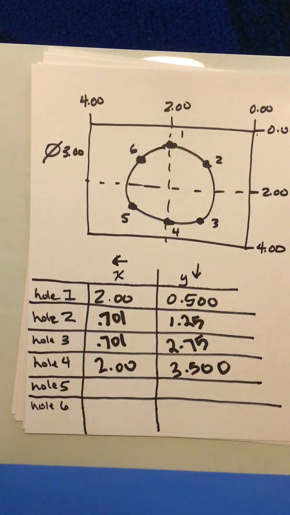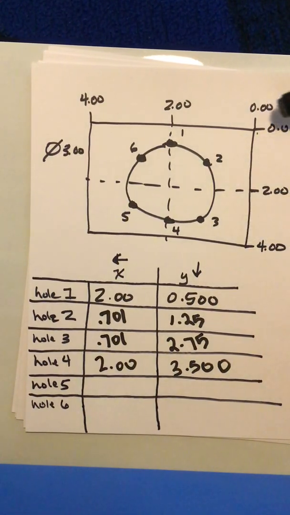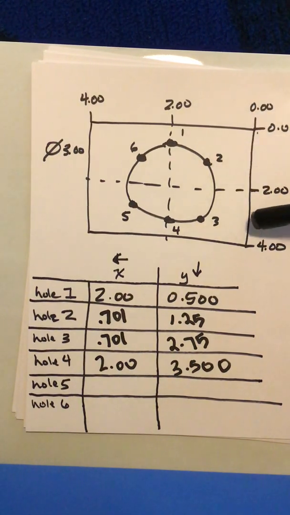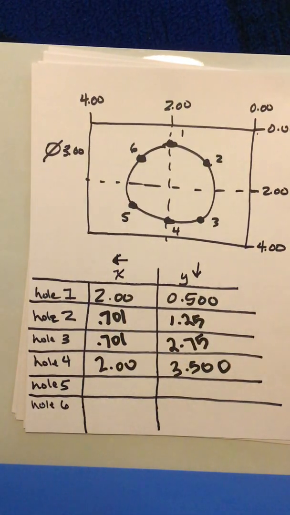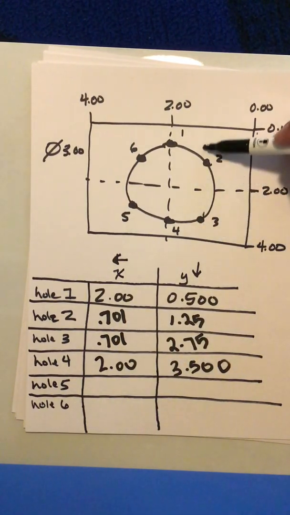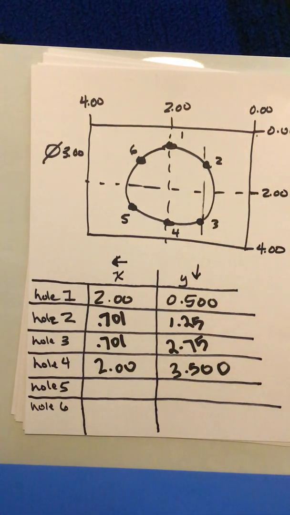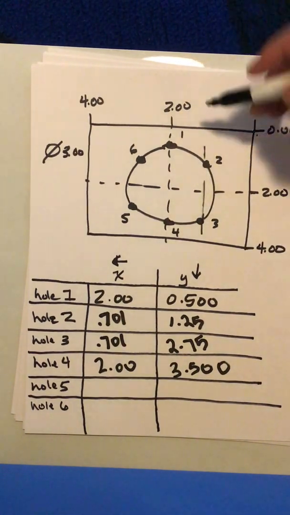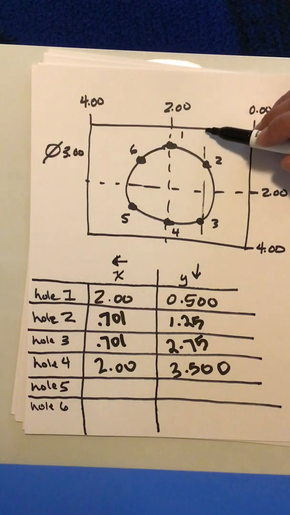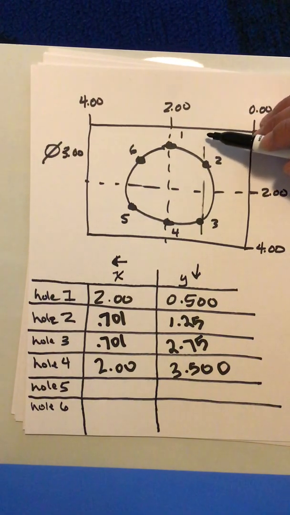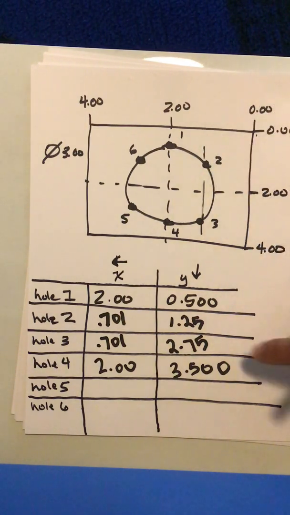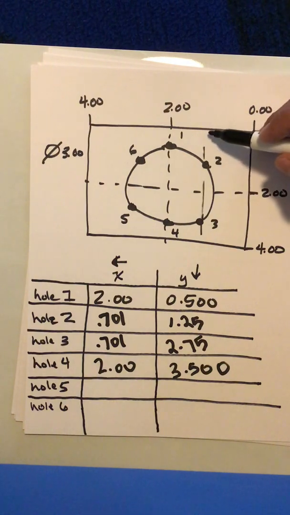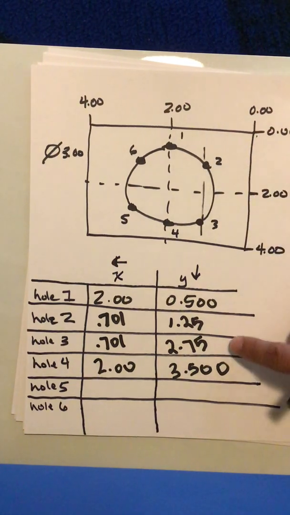Now let's look at 2 and 3. Hole 2, I'm going to go over 0.71. Same thing with 3. These two numbers are exactly the same, which says they both share a vertical axis. And of course, for 2, I'm going a little over a half, and going down 1.25. For 3, that means I'm going down 2 plus 0.75. That gives me this.